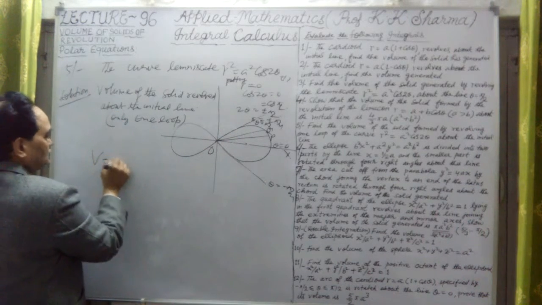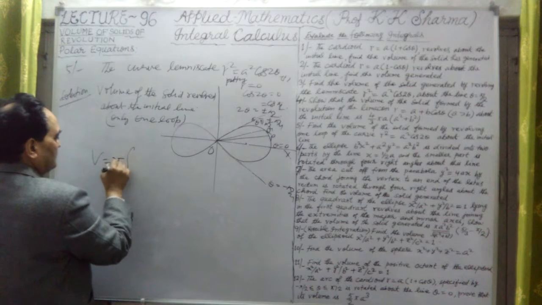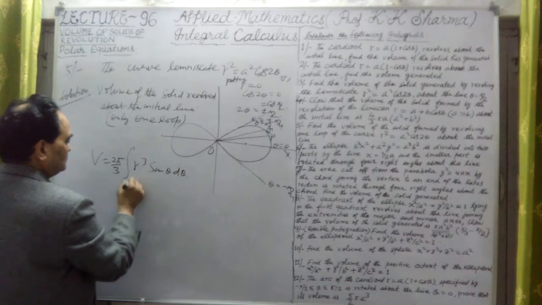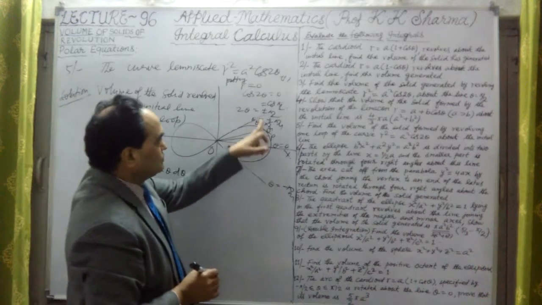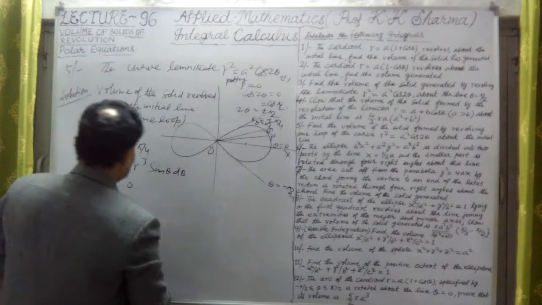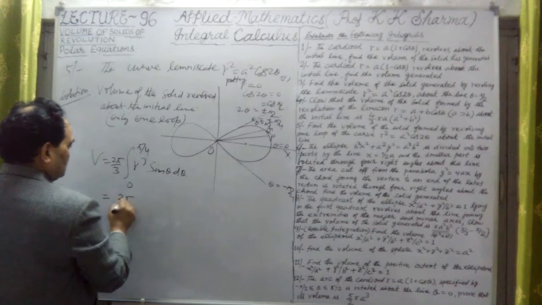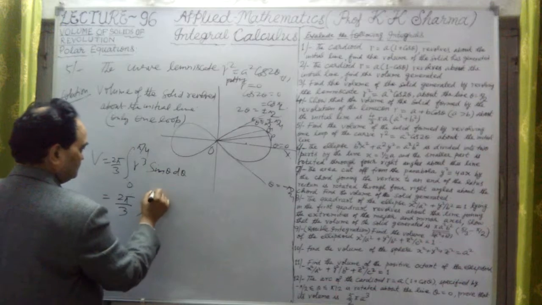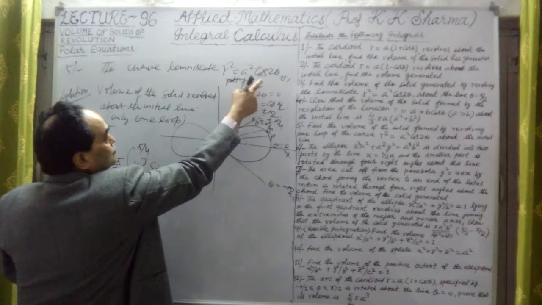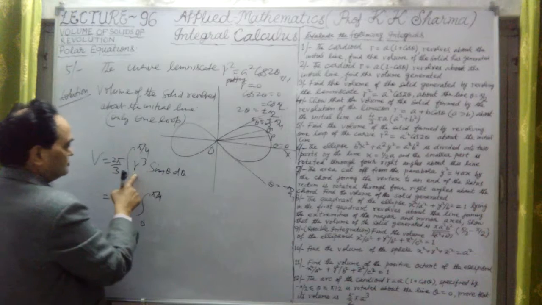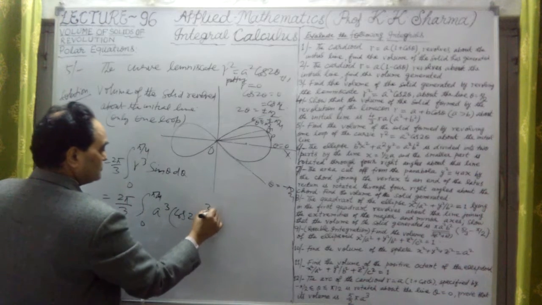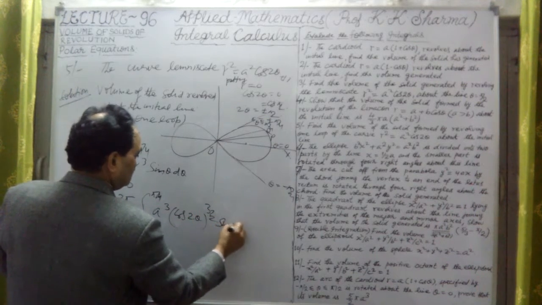The volume will be 0 to, this is 2 pi by 3 r cube into sine theta d theta, limits 0 to pi by 4, 0 to pi by 4 here. Okay, so this is the formula here. Here r is this value, same. So this is 2 pi by 3, limits 0 to pi by 4. Here r is equal to a into square root of cos 2 theta. It is r cube, therefore it will be a cube into cos 2 theta whole power 3 by 2 into sine theta into d theta.